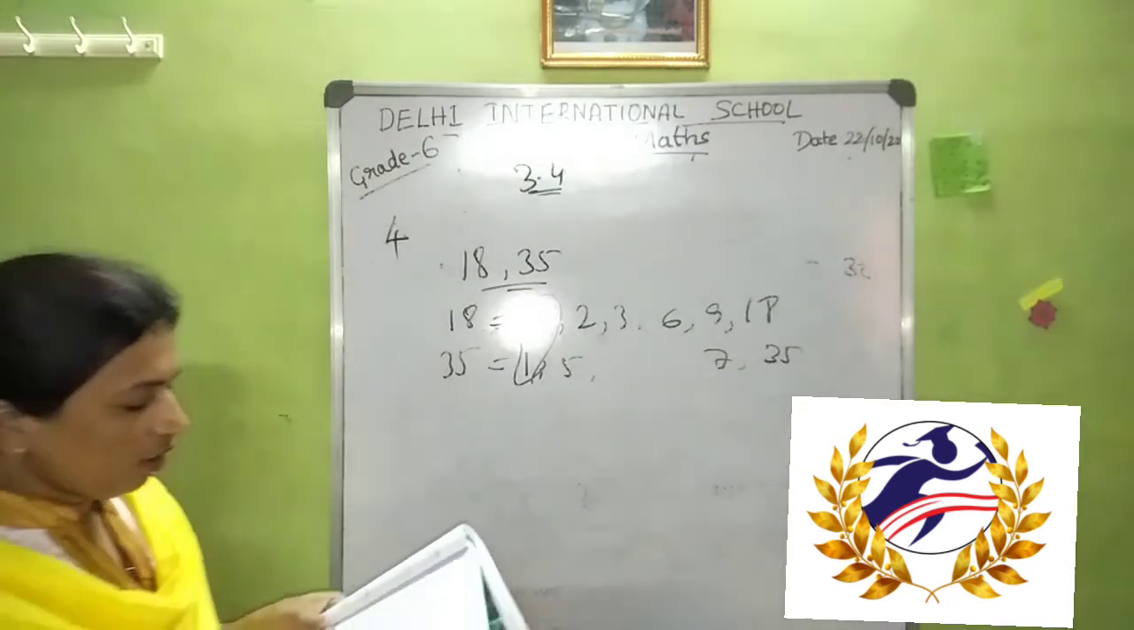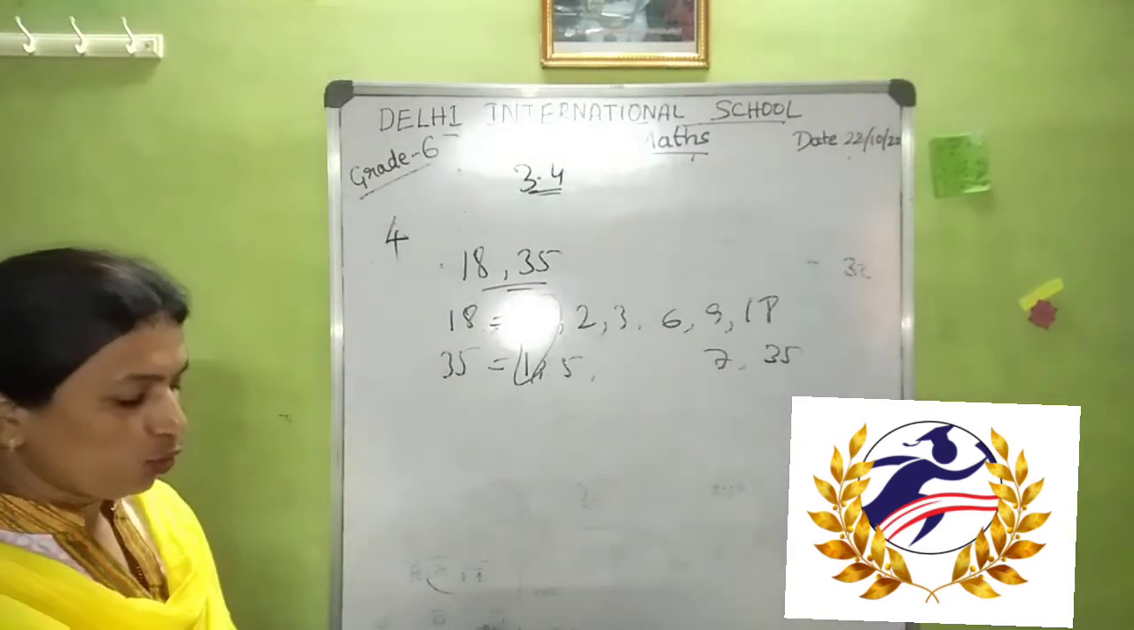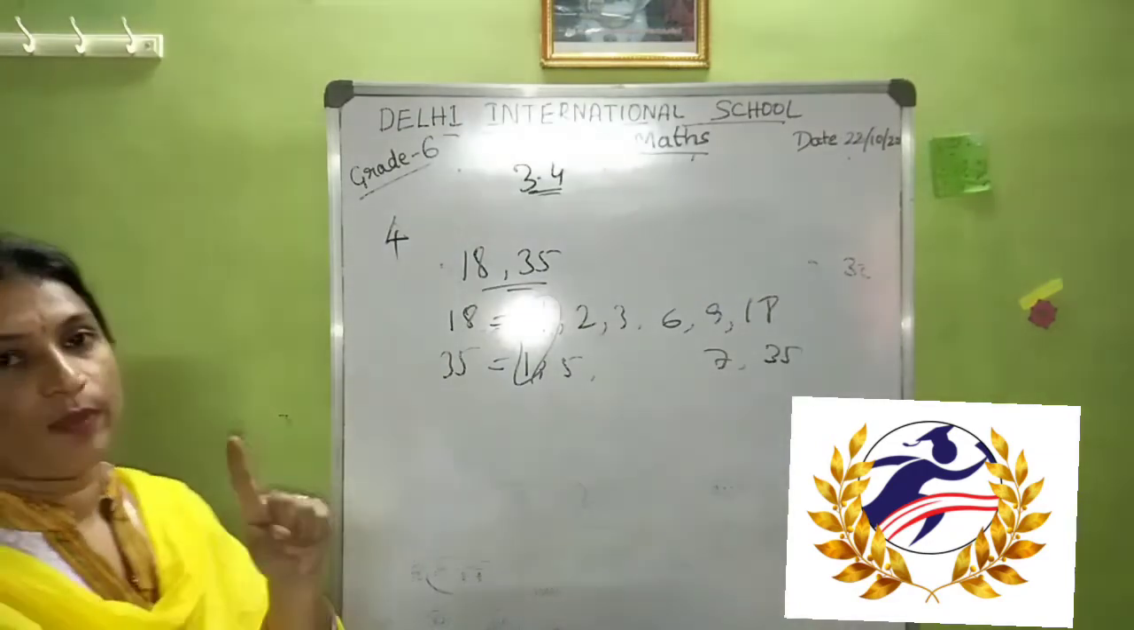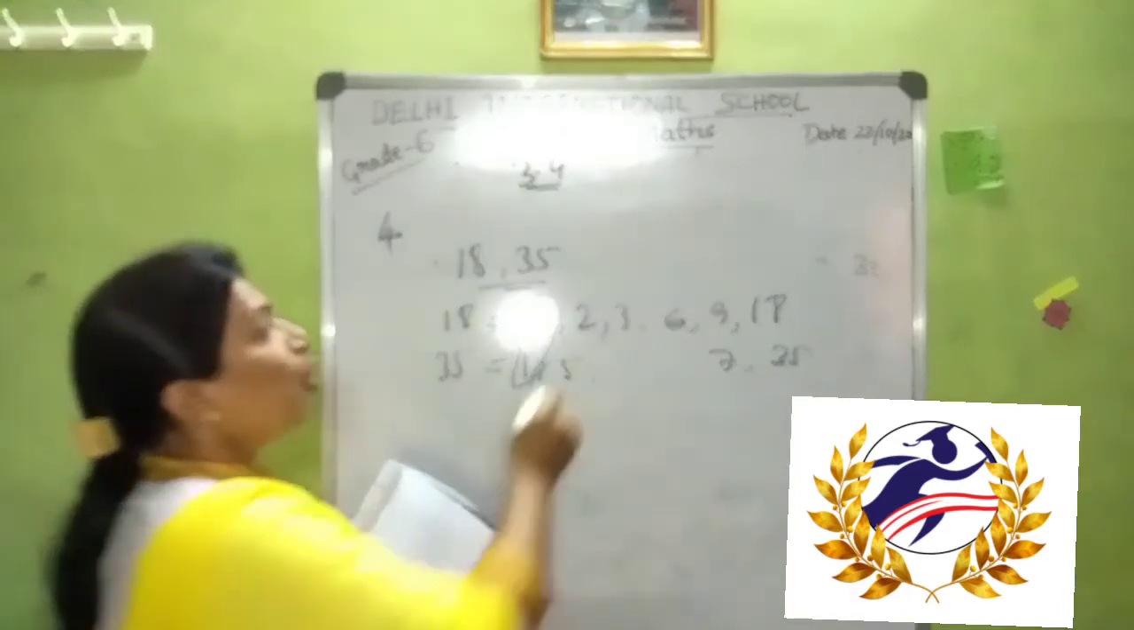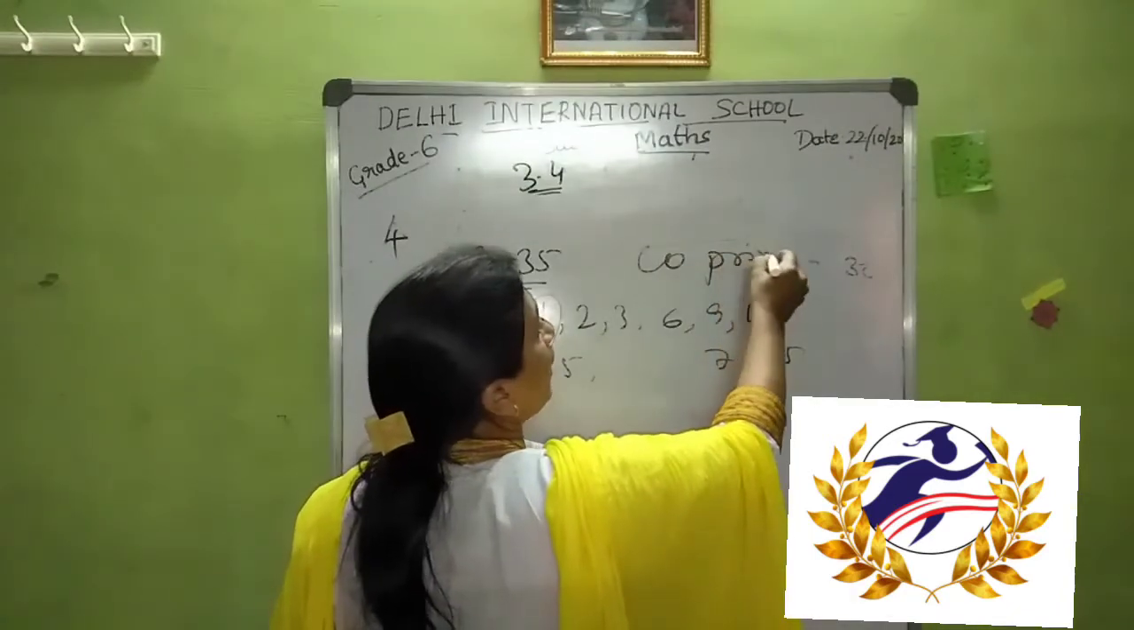Okay, so co-prime means two numbers having only one as a common factor. If only one comes as a common factor, then we call them co-prime numbers, co-primes.